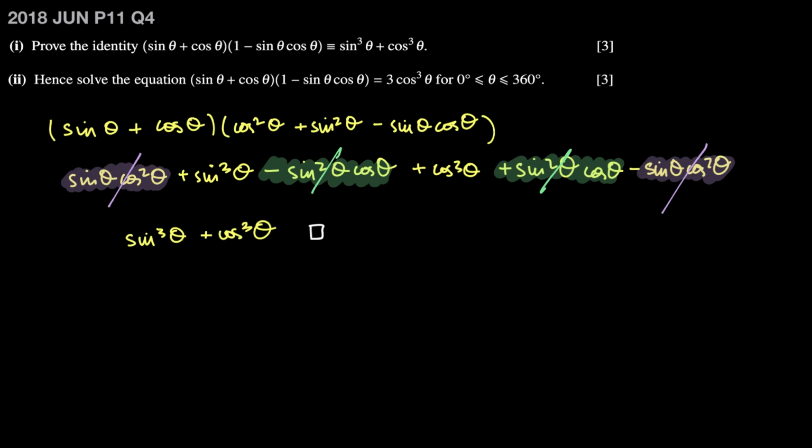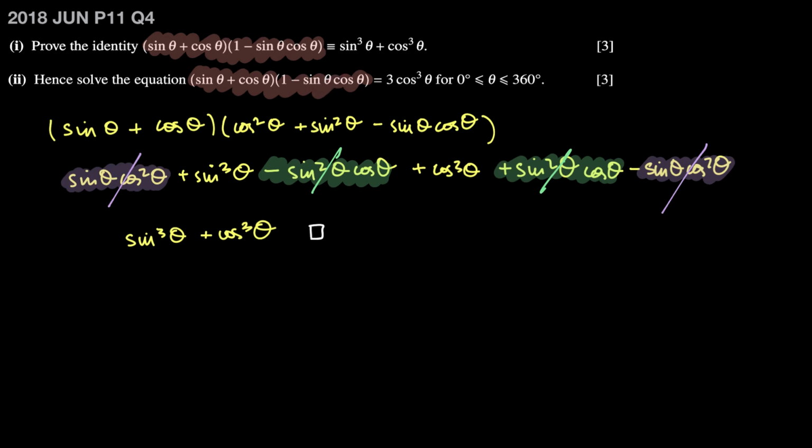Now the second part says, hence solve the equation (sine theta plus cosine theta) times (1 minus sine theta cosine theta) is equal to 3 cosine cube theta for theta between 0 and 360 degrees. Since it says hence solve, what they're trying to say is that this is the same as the left-hand side we just proved. So we can substitute sine cube theta plus cosine cube theta for the left-hand side in the second part.